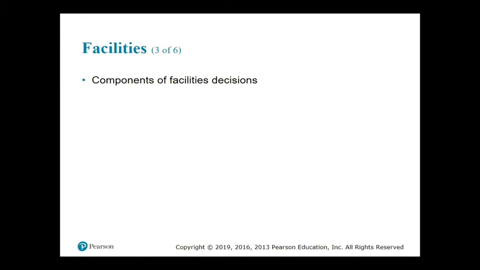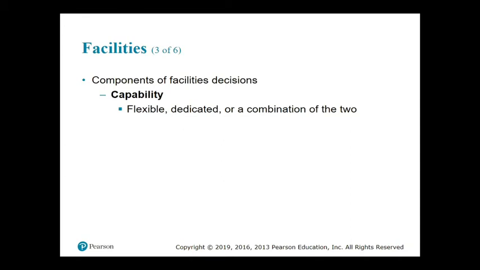Okay, so when we talk about facility decisions in supply chains, what are we talking about? One is capability, right? So basically, are we building a flexible capacity, or are we dedicating a fixed capacity to a particular process? Are we combining these two in a particular facility? And then the trade-off between flexible and dedicated is that flexible is more responsive but more costly. Dedicated is less responsive but more cost efficient.